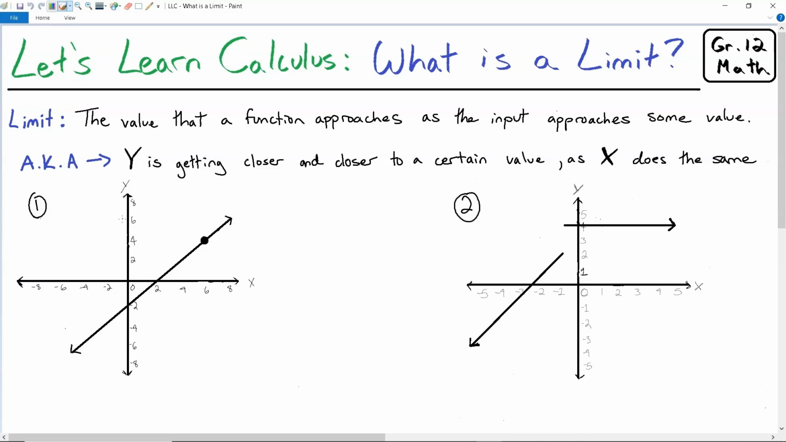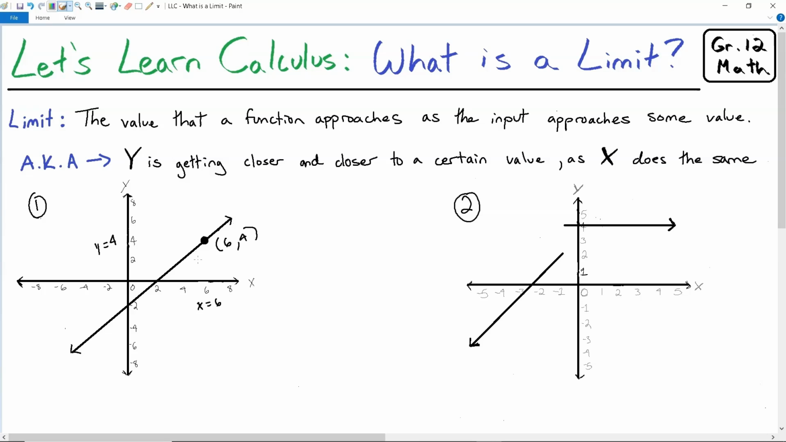If I look at the first graph here, I just have a regular linear equation, and I plotted the point 6, 4 on the graph. So obviously we could say that when x equals 6, y equals 4. But what about when x is approaching the value of 6? That's what the value getting closer and closer means.